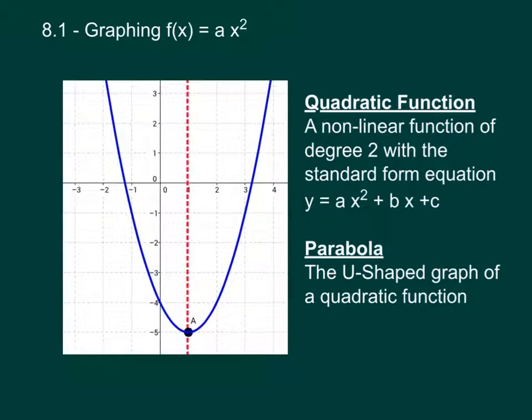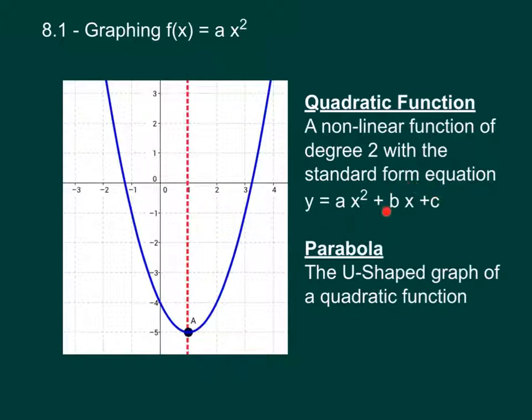Section 8.1, Graphing f of x equals ax squared. We're moving on beyond linear functions and now talking about quadratic functions. A quadratic function is a non-linear function with a degree of 2, as indicated by the x squared. And it has a standard form equation, y equals ax squared plus bx plus c.